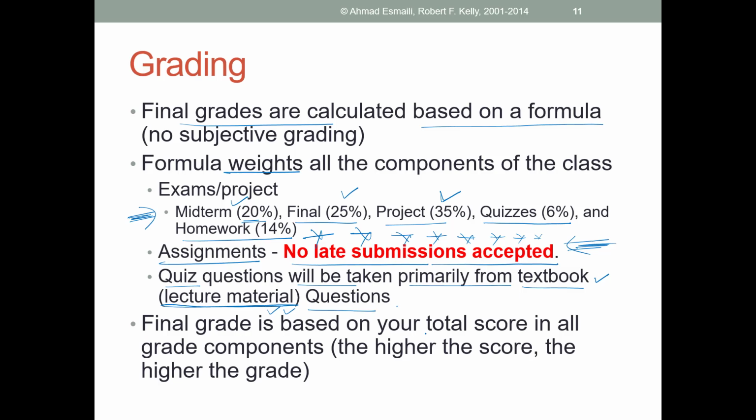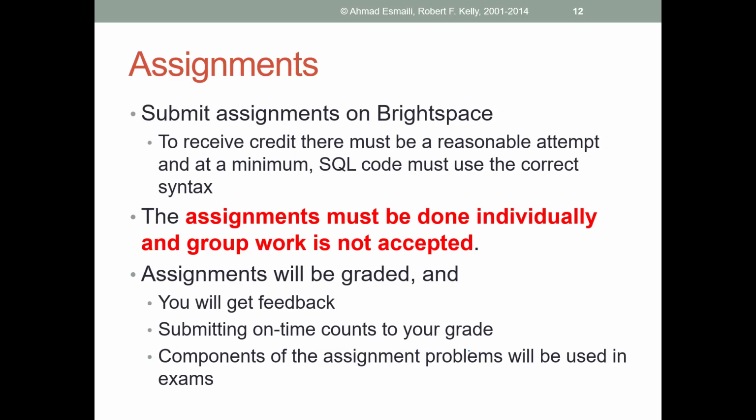So final grade is based on your total score in all the grade components, right? Based on this formula over here. Now, the higher the score, the higher is going to be your grade. Higher means A is higher than A minus, yeah, and then B plus. That's what we mean here.